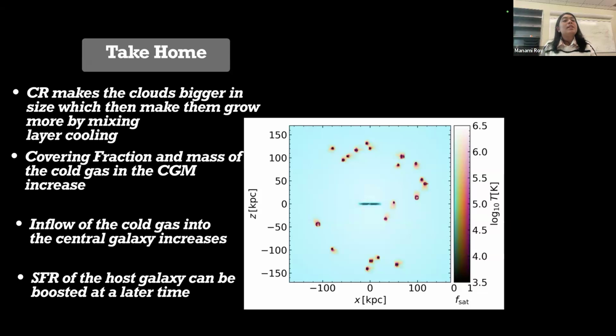And it has observational implications, like it can increase the covering fraction and mass of the cold gas in the CGM. It also can increase the inflow of the cold gas into the central galaxy, and that can actually boost the star formation of the host because it can feed the central galaxy by extra survival of these cold clouds. So thank you, and I'm happy to take any questions.